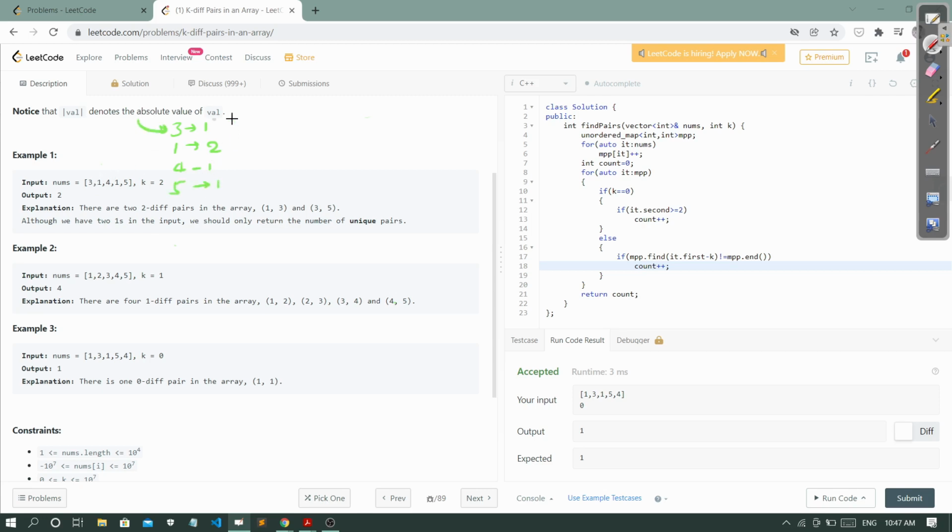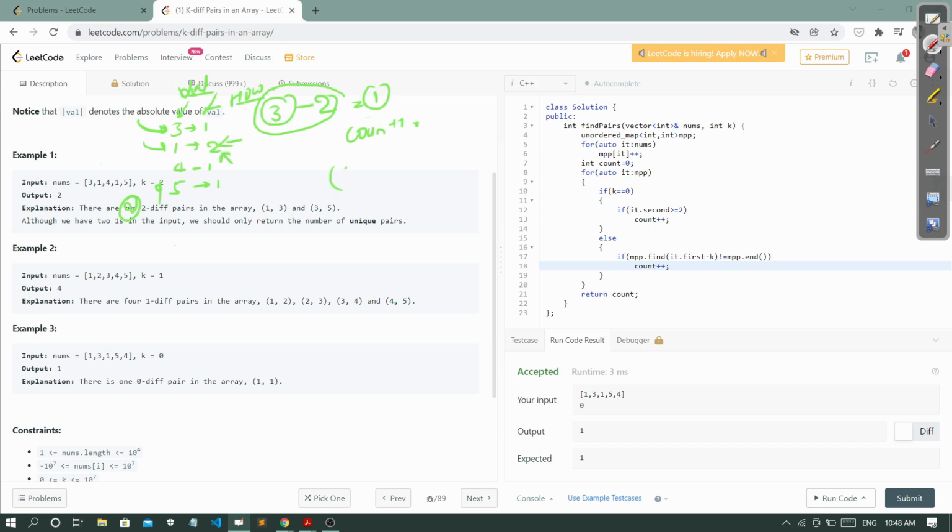And again, iterate over the map from the beginning. The key is the value, and the other is how many times it occurs. So it iterates from 3. First we get 3 and we have to find the value equal to 2. So subtract 2 from the value and we get 1. So we have to find whether 1 is present in the map or not. If it is present, then the count is increased by one time, not by how many times 1 occurs. If we increase by how many times 1 occurs, then we get a duplicate pair.